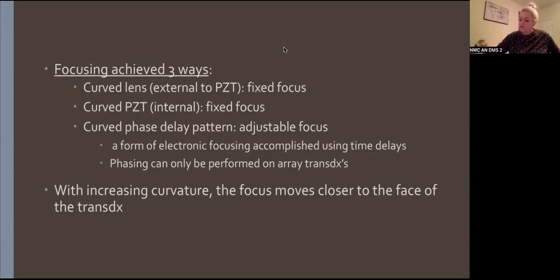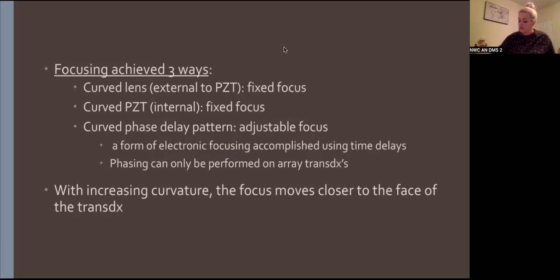We actually don't use any of these transducers in our lab. All of our transducers are adjustable focus, right? So all you guys have been changing your focuses. And the way this is done is with a curved phase delay pattern, and I'm going to talk to you guys about that. This is a form of electronic focusing accomplished by using time delays. Phasing can only be performed on array transducers.